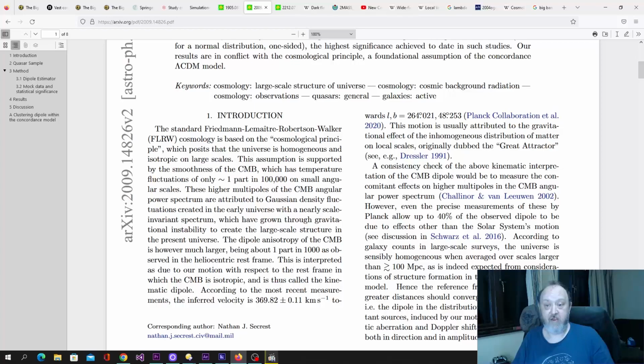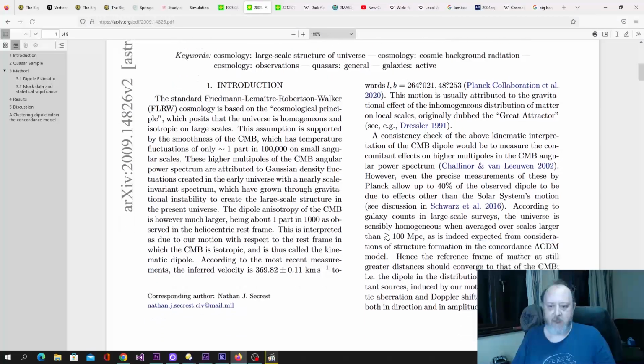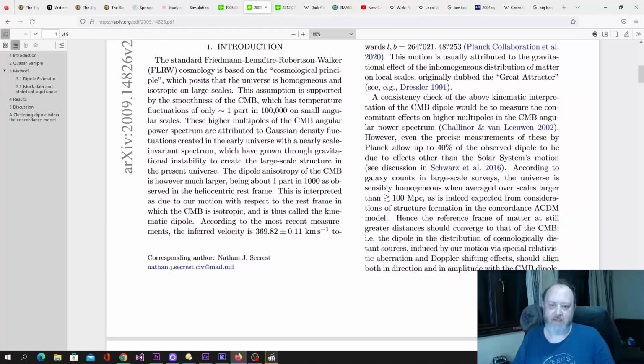This motion is usually attributed to the gravitational effect of the inhomogeneous distribution of matter on local scales, originally dubbed the Great Attractor. Also, what we're talking about, the Great Attractor being what we think is the Shapley supercluster and the Norma supercluster. But really, I don't think there's either we can't see it or there isn't. I'd just say there isn't enough stuff in there to cause such a gravitational attraction towards it.